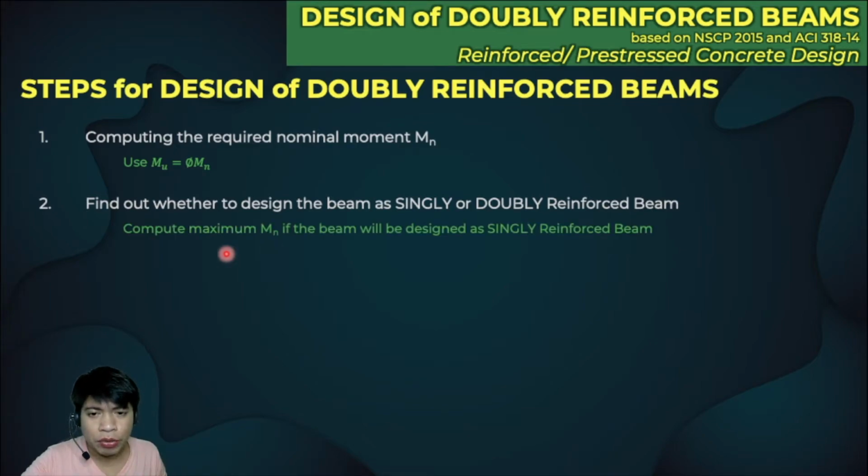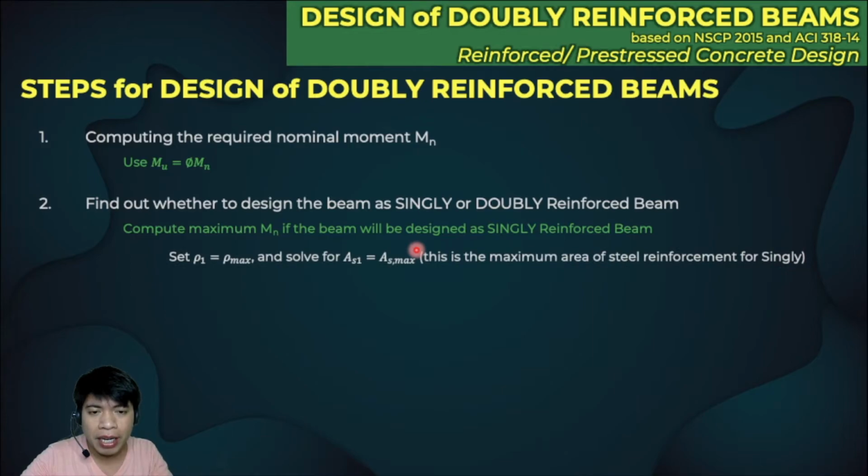Okay, so dito sa number 2, kailangan natin i-compute muna yung maximum nominal moment kung i-design siya as singly reinforced beam. So, tatawagin natin siyang MN1, okay? So, para makuha natin yung MN1 na yan, guys, isa-set natin yung rho 1 equals to rho max. And we will solve for the AS1. So, yung AS1 na yan will be equal to AS max kasi nga, sinet natin yung rho 1 as rho max. So, ito yung maximum area ng steel reinforcement kung singly.